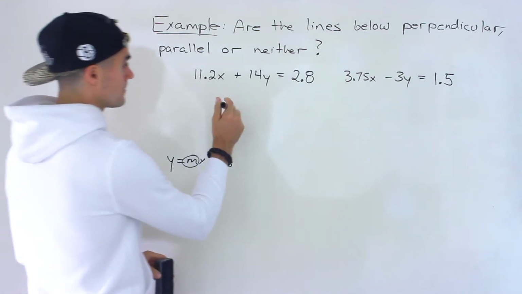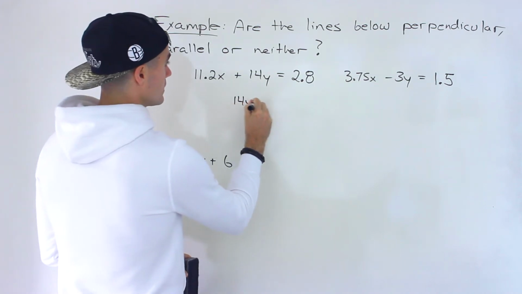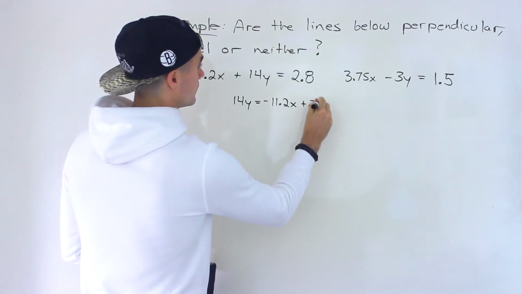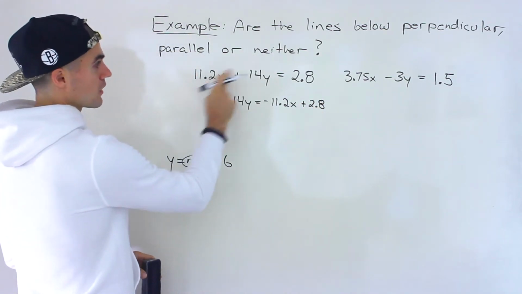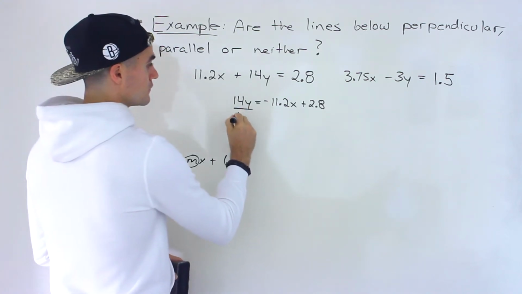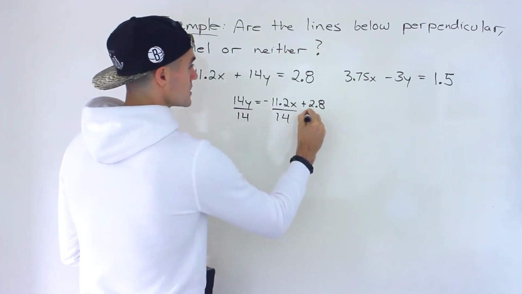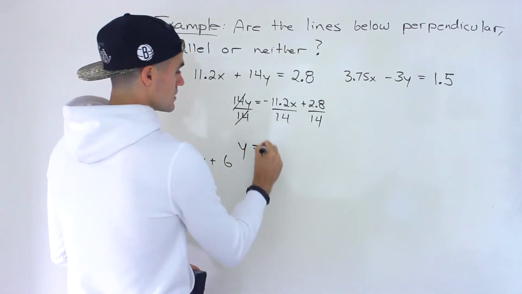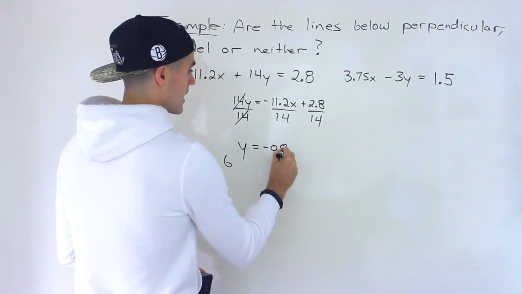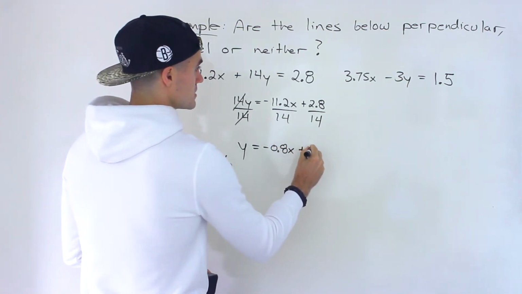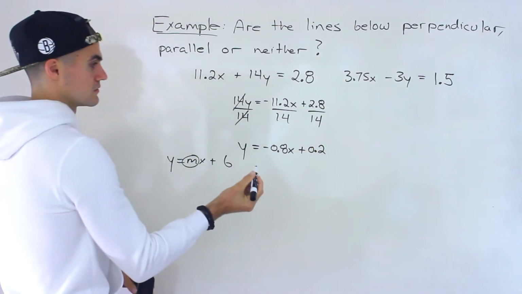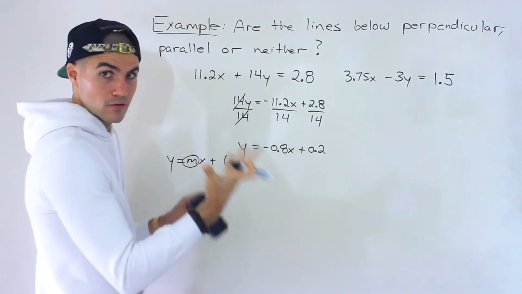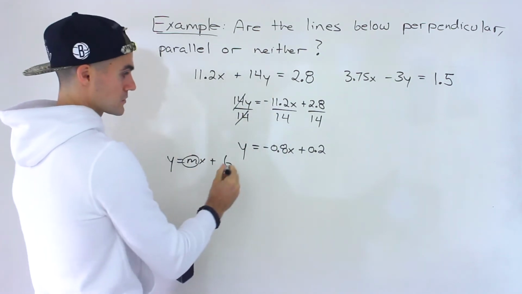So if we do that here, we would have 14y equals negative 11.2x plus 2.8. We're going to isolate for the y. So we brought this over to the right side. Then we could divide everything by 14. Notice these cancel out, so we'd end up with y equals negative 0.8x plus 0.2, like that. So this line and this line are the exact same thing. It's just now we have it in this y equals mx plus b form.